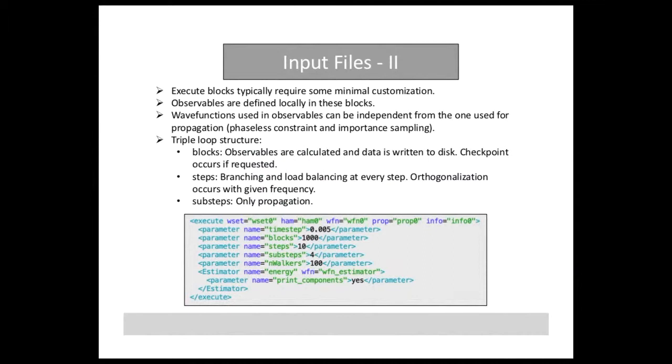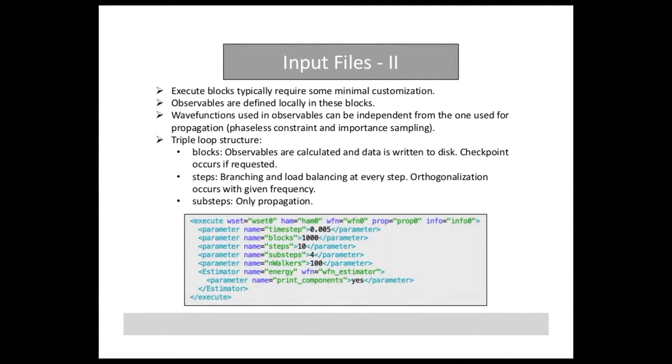The parameters are pretty self-evident. You have time step. I'll go back to the blocking, but you have time steps, you have number of walkers, and you define your estimators in here. If you don't define anything, it would only measure the energy. But you can define, for example, density matrices, or you can specify energy.